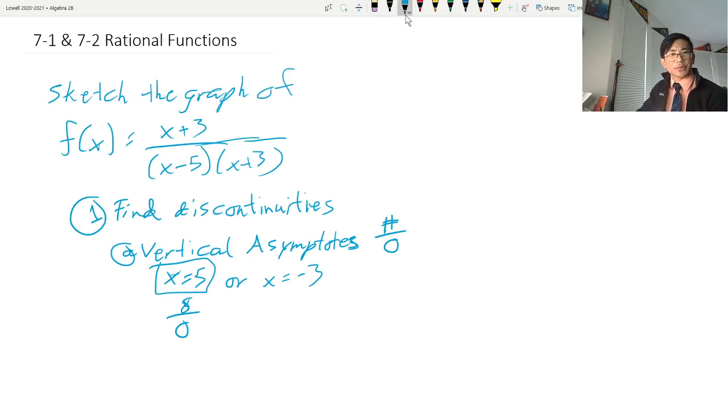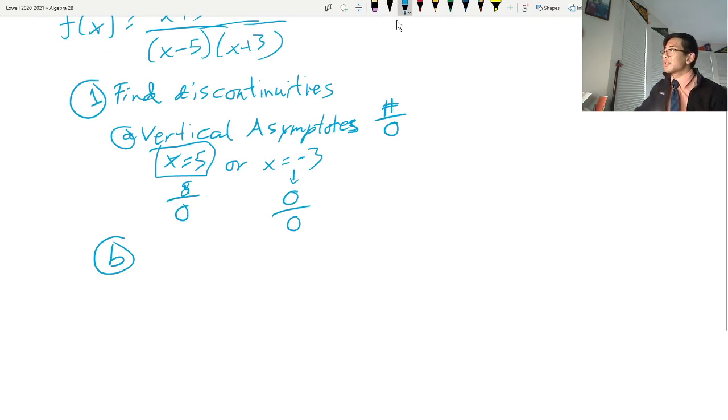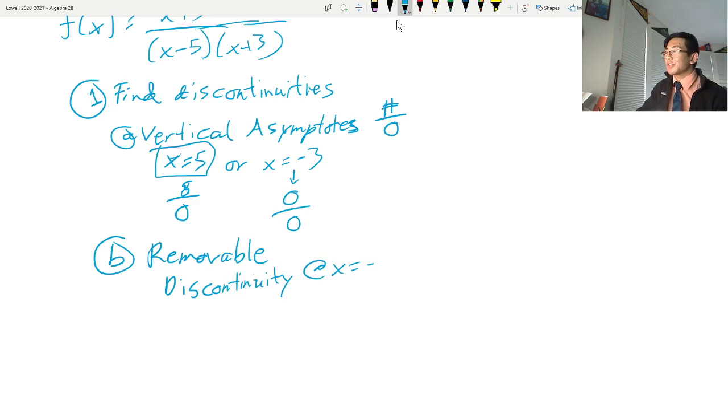Well, what's the deal with the other one? When I plug in negative 3, we get 0 over 0: negative 3 plus 3 on top, negative 3 plus 3 on the bottom. This is not a vertical asymptote. This tells us it is a removable discontinuity, or you could just abbreviate it RD. I keep spelling this wrong, I apologize. The removable discontinuity is at x equals negative 3.